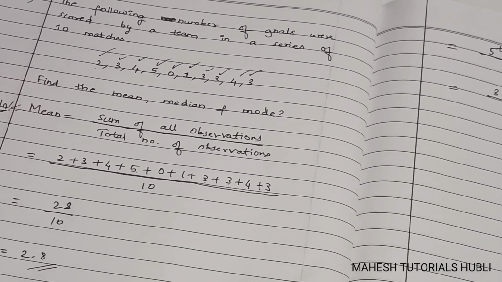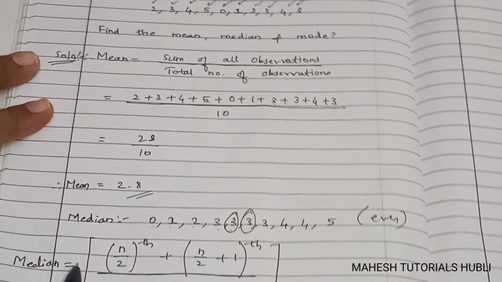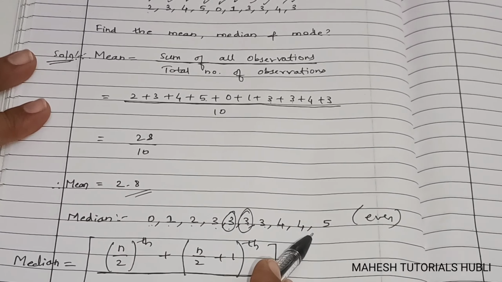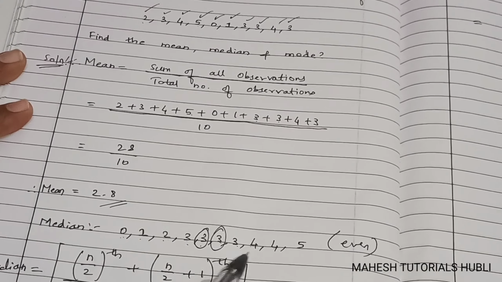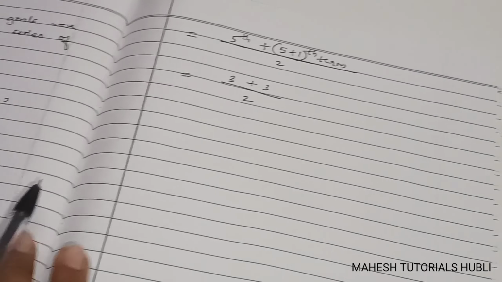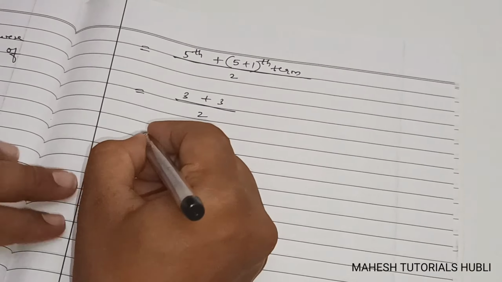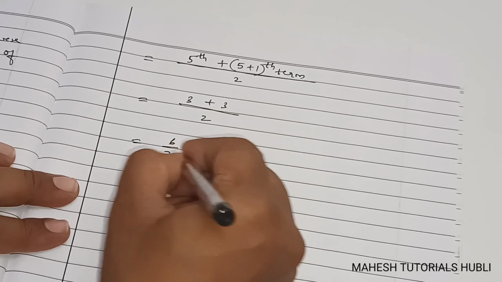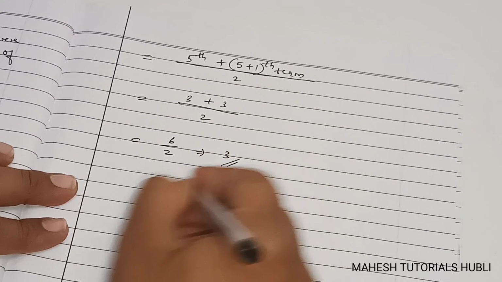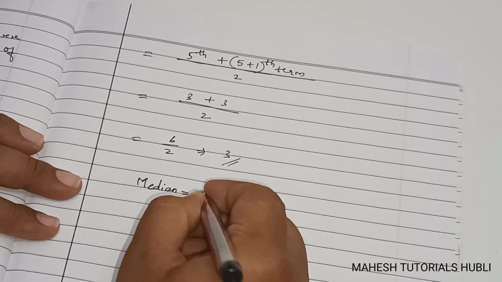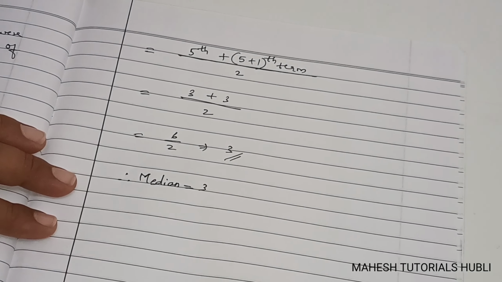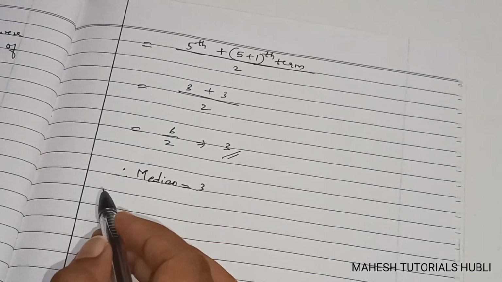How did I get it? Go to the median data. You have arranged the data. You should check here, not this data, the arranged data. You should go there and check it. So I got 3 plus 3 is equal to 6 by 2. That is equal to 3. So median is also 3. Understood? So this works for when the data is even.